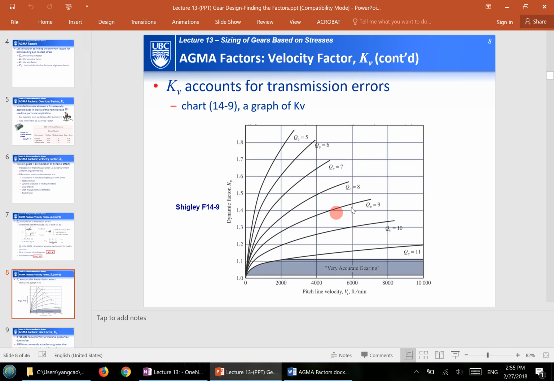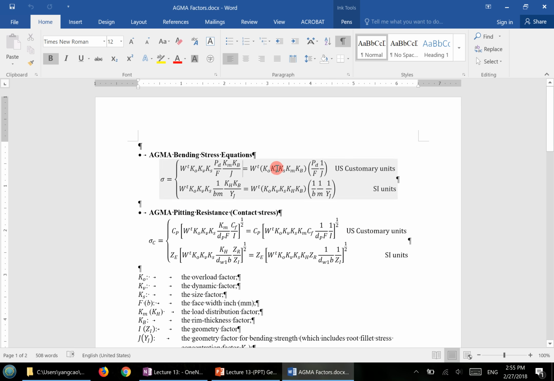One of the figures in our textbook, Figure 14-9, illustrates the curve of KV for different quality numbers. As you can see, the lower the quality, for the same pitch line velocity, you're going to have a higher KV value here. Higher KV directly means there will be higher bending normal stress at the base, right?